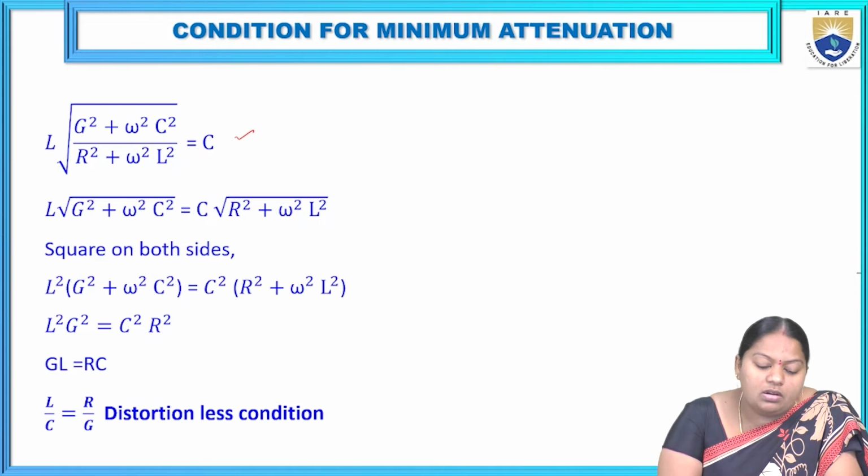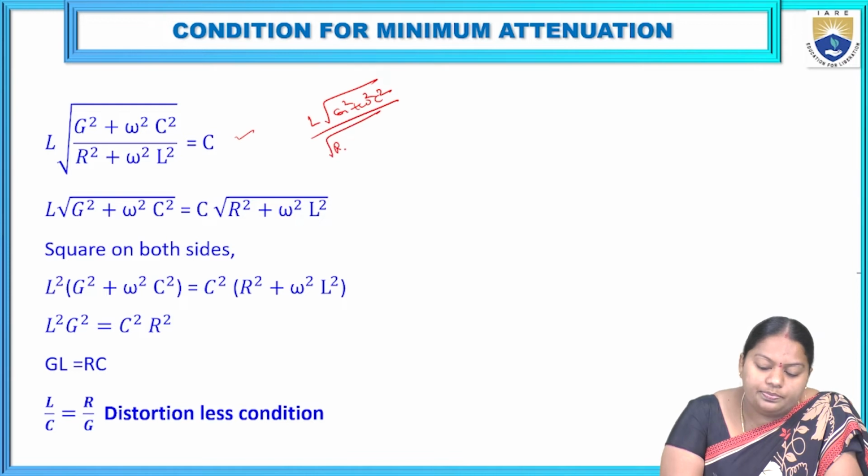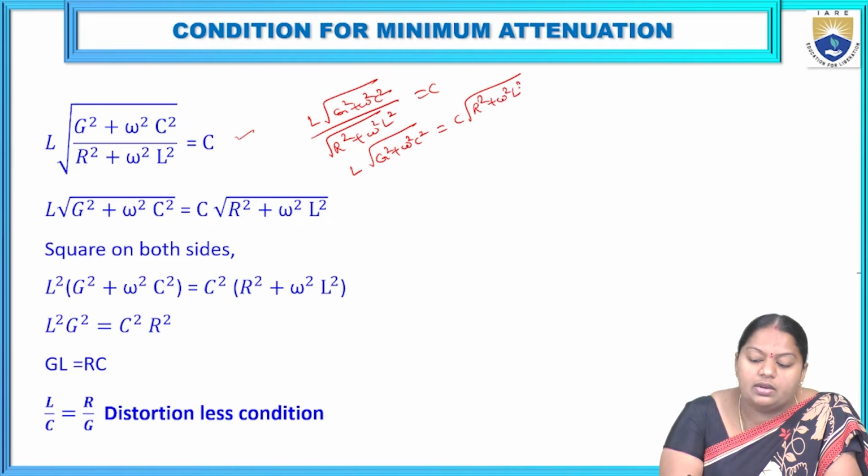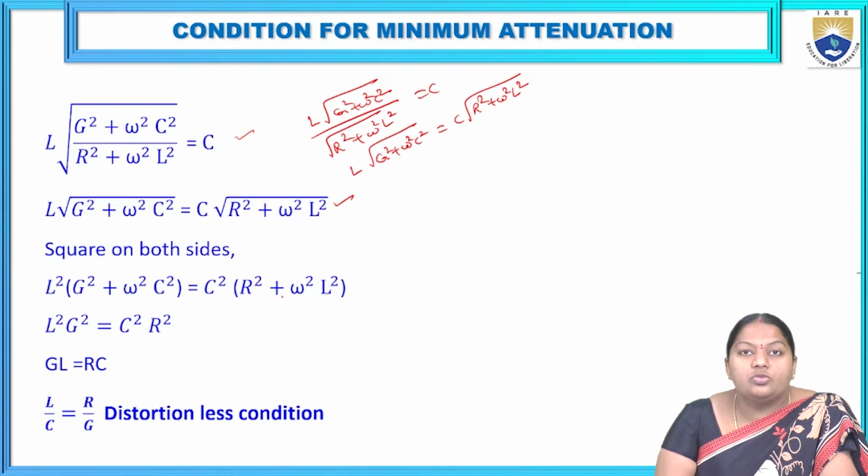Now from this, by cross multiplication between these two, we can separate this into roots as L into root of (g square plus omega square c square) by root of (r square plus omega square L square) equal to c. Now if we cross multiply these two, then it becomes L into root of (g square plus omega square c square) equal to c into root of (r square plus omega square L square). Okay. So after this, this is the equation to be obtained.